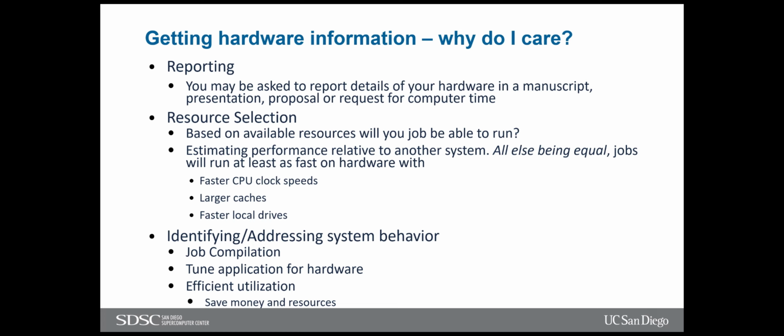The last reason why it's kind of important to know what you're doing is if you're running a code or if you want to port a code over and something's going wrong, you want to figure out why it's going wrong. So when you compile a code, you need to compile it for a specific architecture. You're going to also want to tune it for the specific architecture to make sure you get the best performance out of there. And you're going to want to make sure that you're using the most efficient resource.